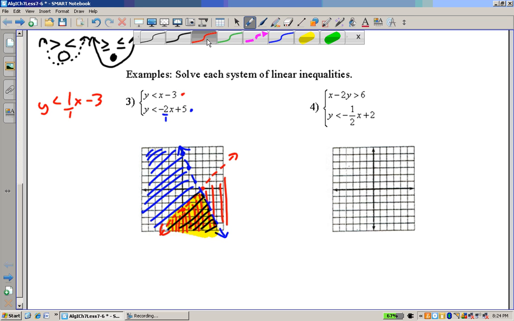All right, let's try this again. Only difference in this one is that we're going to have to actually solve the red one for slope-intercept form. If you'd like to, you can pause the video and try it. Let's see how you did. On the red inequality, let's subtract x from both sides.